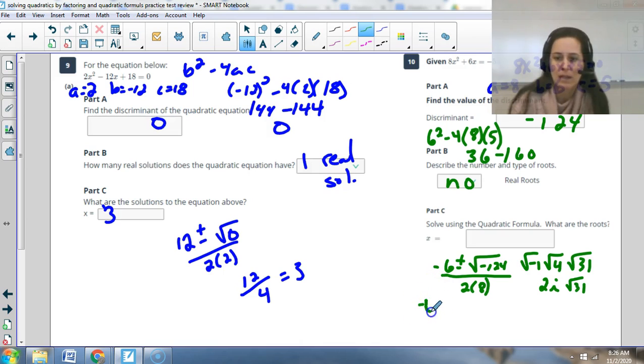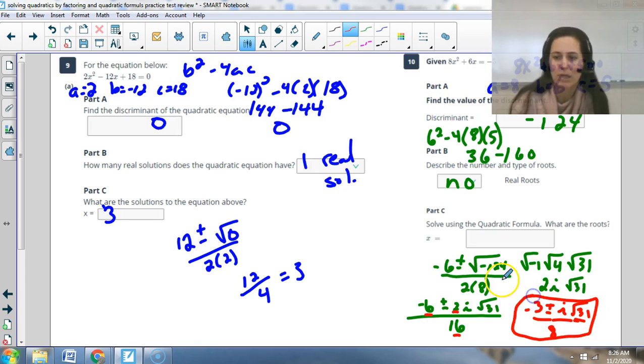So if we clean that up, rewrite it, you have negative 6 plus or minus 2i times square root of 31 all over 16. Because my coefficients are all even, I have a negative 6, I have a 2, and a 16, we can simplify that one more time. So we'd have negative 3 plus or minus i times square root of 31 all over 8. And this is my final answer. So I'm going to just box my answer down here, rather than trying to write it in that little box.